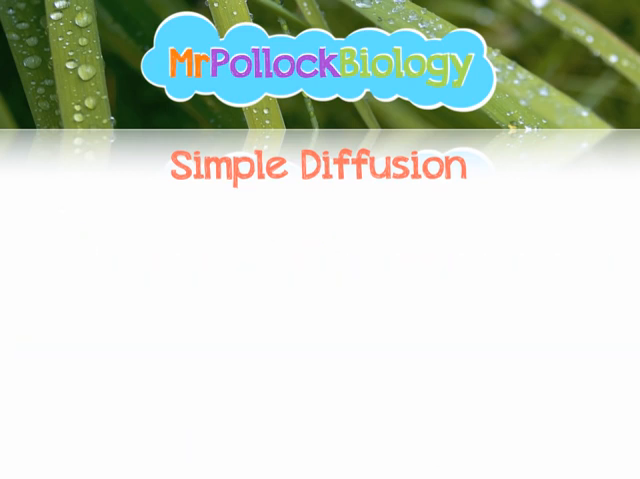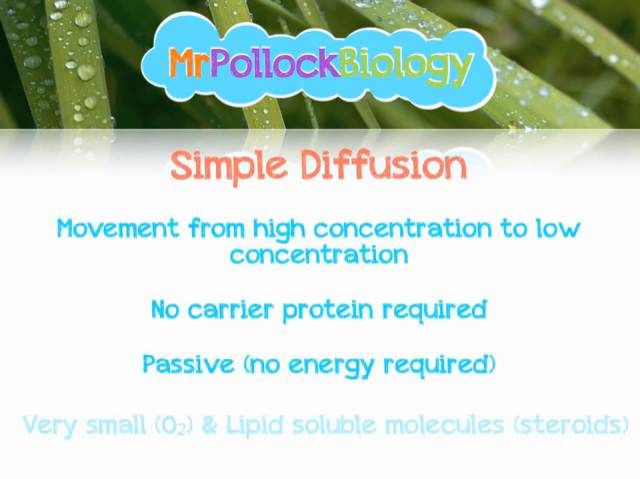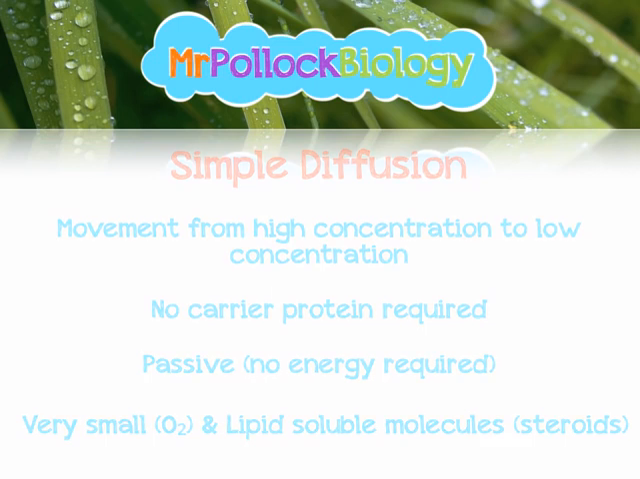So here are the key characteristics. It involves movement from a high concentration to a low concentration. We don't need a carrier protein, we don't need any external energy, it happens passively, and it usually occurs in very small or lipid-soluble molecules. So a very small molecule might be a gas like oxygen, and a lipid-soluble molecule might be something like a steroid. Moving on, we'll look at facilitated diffusion.